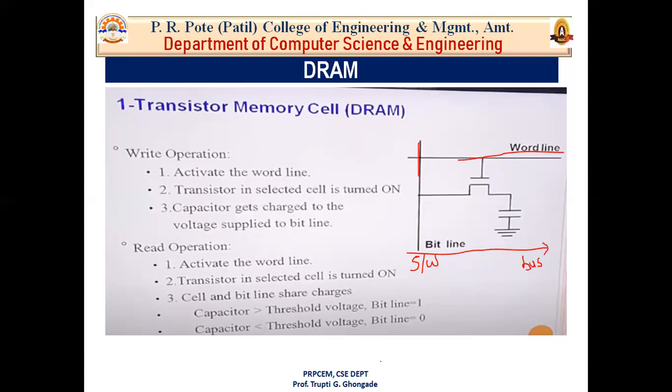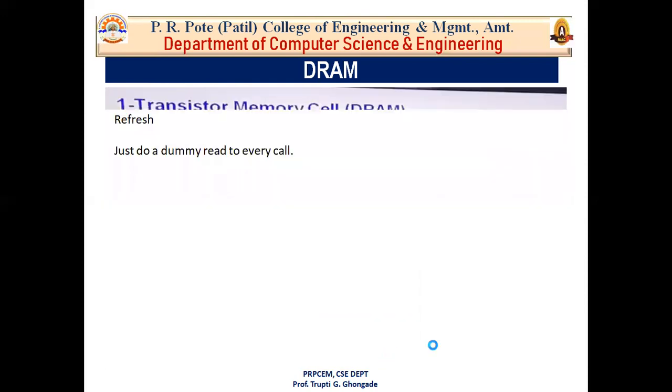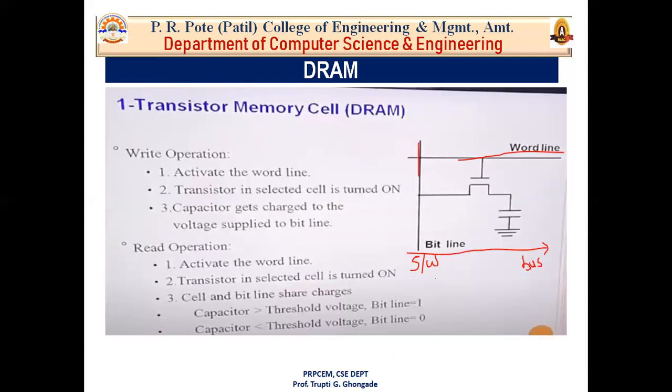Now let's see the read and write operation. Here I am showing one particular cell. This cell consists of a transistor and a capacitor. The information is stored as a charge on this capacitor. First we will see a write operation.